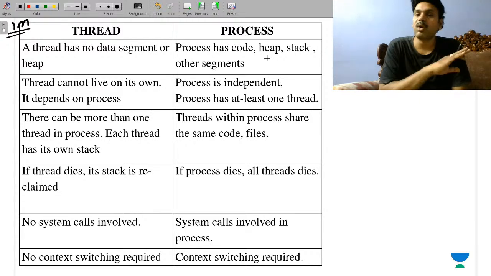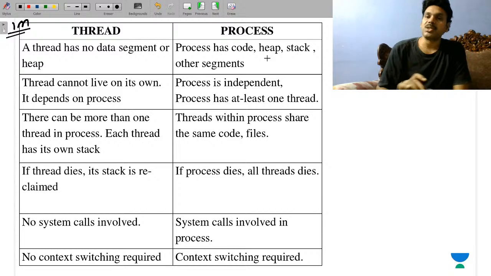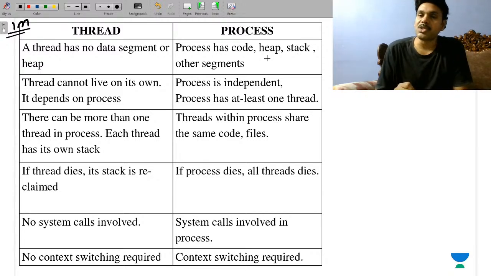Files I need. They are not under shareable mode. Process is under non-shareable, but thread is under shareable. There is no concept of resource sharing in process, but there is resource sharing in threads. And if at all a process dies, then all its threads also will die. But if a thread dies, only its allocated stack will be collected. Remaining threads will be running as usual.